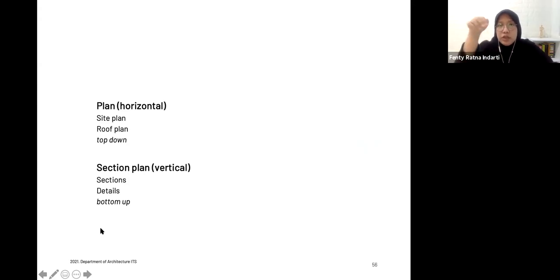In the roof plan, you have to see the underneath part of it. That's why when we draw it, usually it's top down. So we see the outer part and go down. And then for the section, which is the vertical part, usually it will be represented in sections, of course. And then next is about the details. That's why when you try to draw it, you have to come from the bottom to the upper part. So that's why I mentioned here the bottom up. So these two drawings have different methods. That's why you have to understand them together.